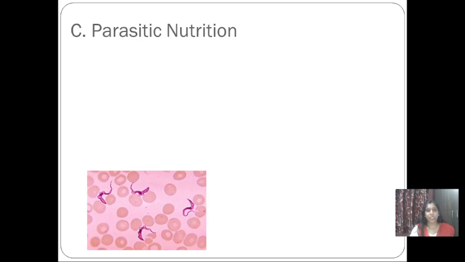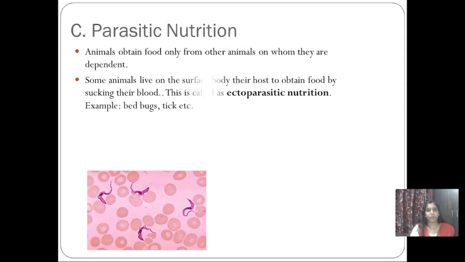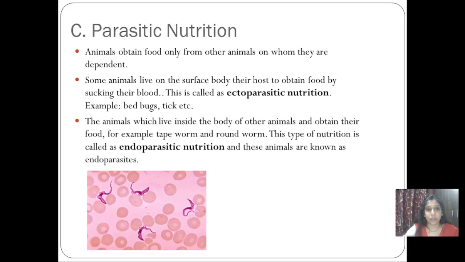Now let us see parasitic nutrition. Animals obtain food only from other animals on whom they are dependent. With this definition, there are two types of parasitic nutrition. Some animals live on the surface of the body of their host to obtain food by sucking their blood. This is called ectoparasitic nutrition. Examples are bedbug and tick.